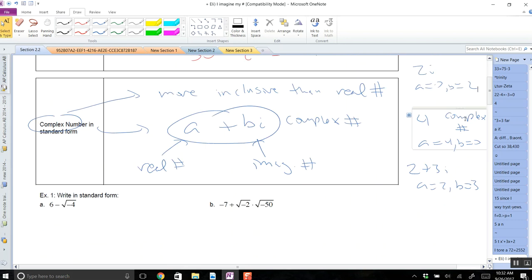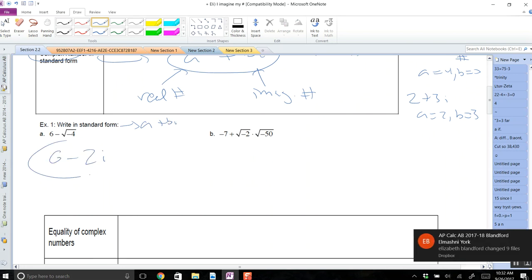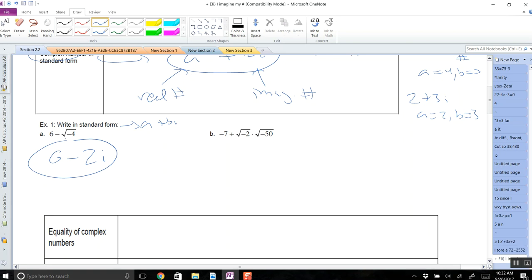So let's talk about writing these in standard form. Standard form would imply that you want a real number plus an imaginary number. So it should be pretty easy. That's just 6 minus 2i. Root -4, we know root 4 is 2, but because there's a negative underneath the radical, it's going to be 2i. Also, 2i times 2i is 4i squared, which is, of course, -4. So it would make sense: square root of -4 is just 2i.